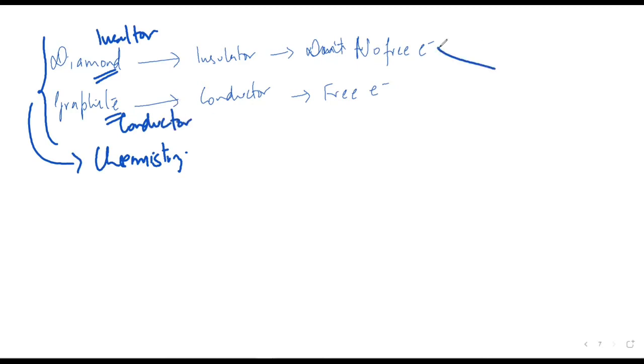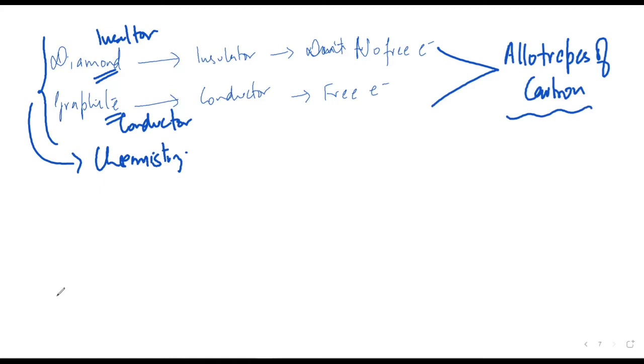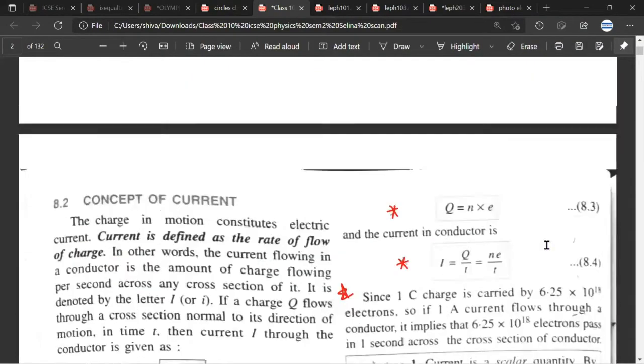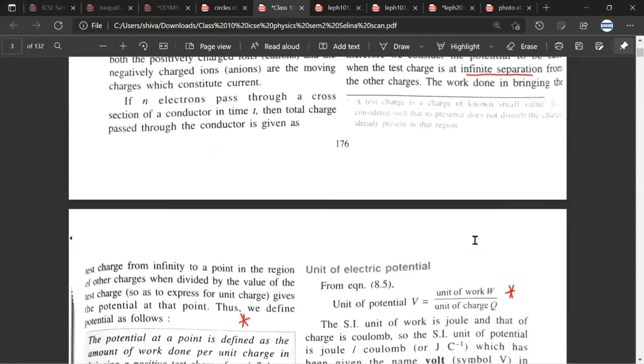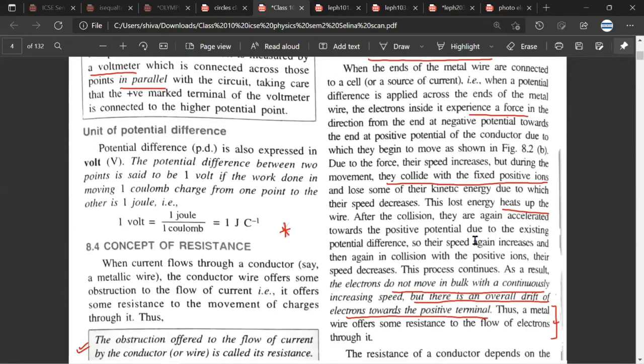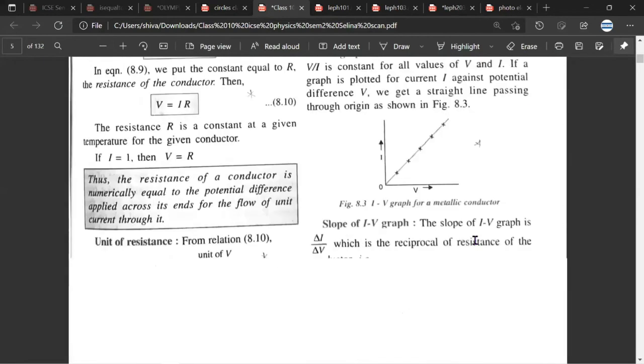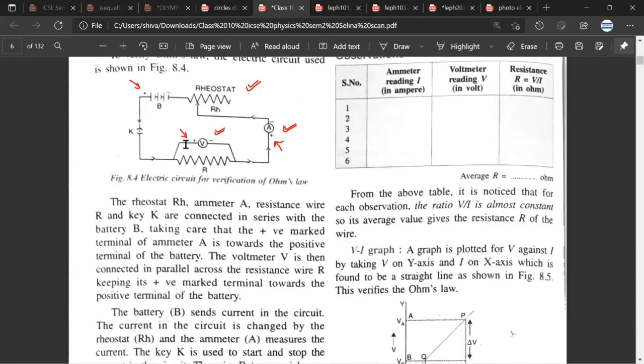And Mr. Sibang, what is the funny part about these two, diamond and graphite? Both of them are made of carbon. Shabash. Both of them are allotropes of carbon. Mr. Satya will discuss this in detail in chemistry. But have you understood what I have discussed till now? Yes, sir. So till now we have understood the basics of an electrical circuit, the difference between a conductor and an insulator, and what a metallic bond is.